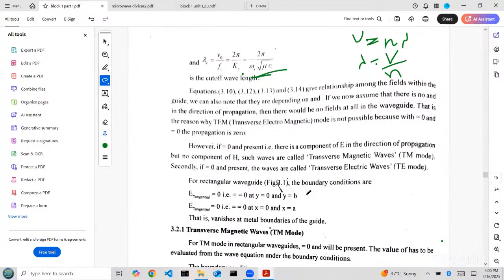E tangential equals 0. E tangential is 0 when y lies between 0 to b, and again E tangential is 0 when x lies between 0 to a. These are the boundary conditions, and they can be discussed in terms of the transverse magnetic wave, the TM mode, and the other one, the TE mode.